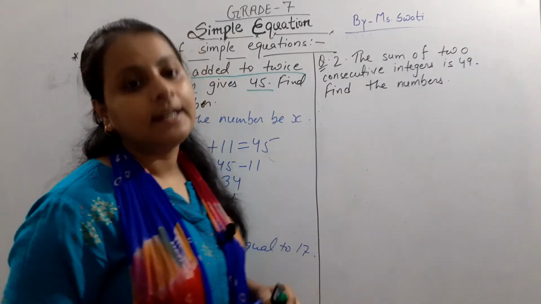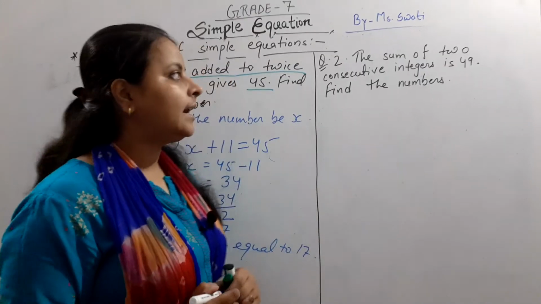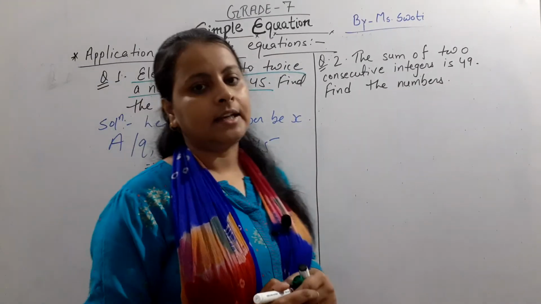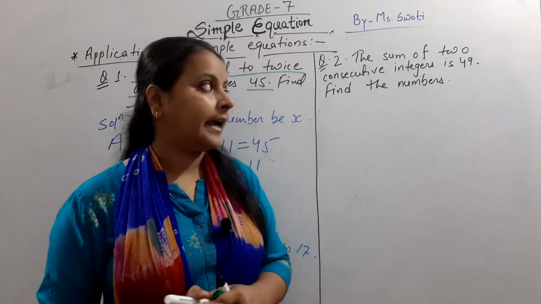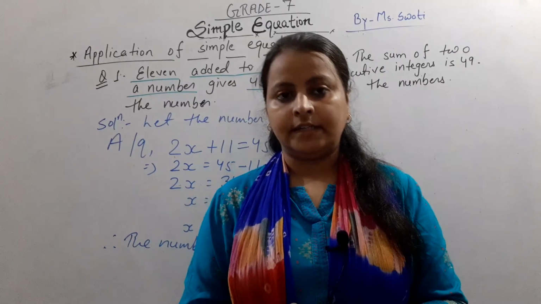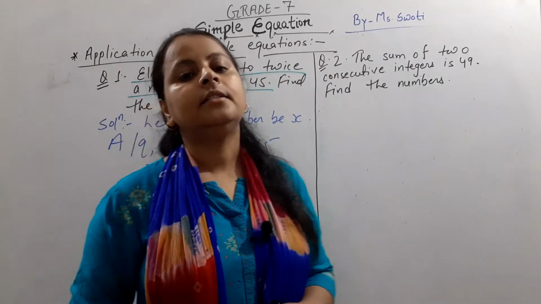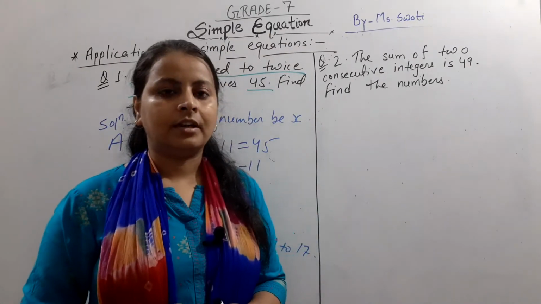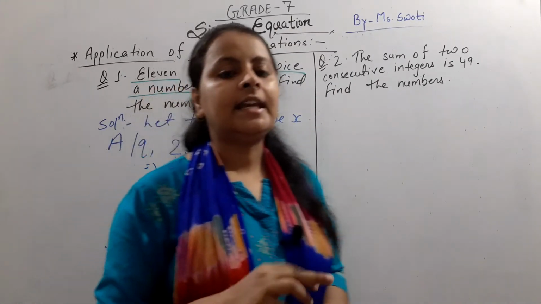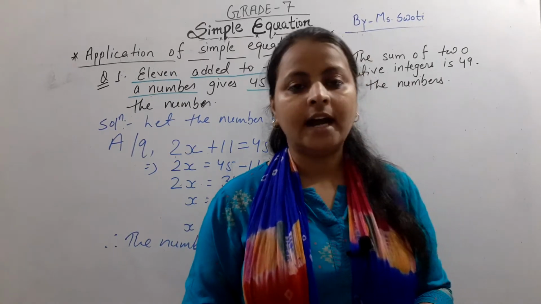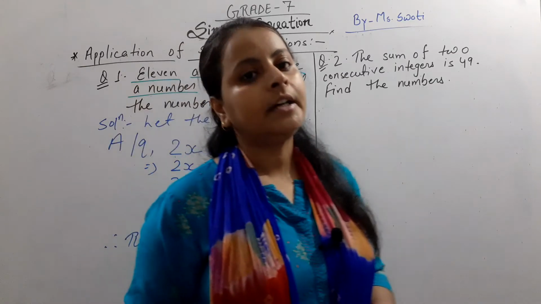Now we move to our next question. Student, the next question is: the sum of two consecutive integers is 49. Now one thing comes in your mind, what is a consecutive integer? Student, the numbers which come one after another are called consecutive integers, like 2 and 3. 2 and 3 are consecutive integers. 16 and 17 both are consecutive integers. Consecutive means one comes after another.